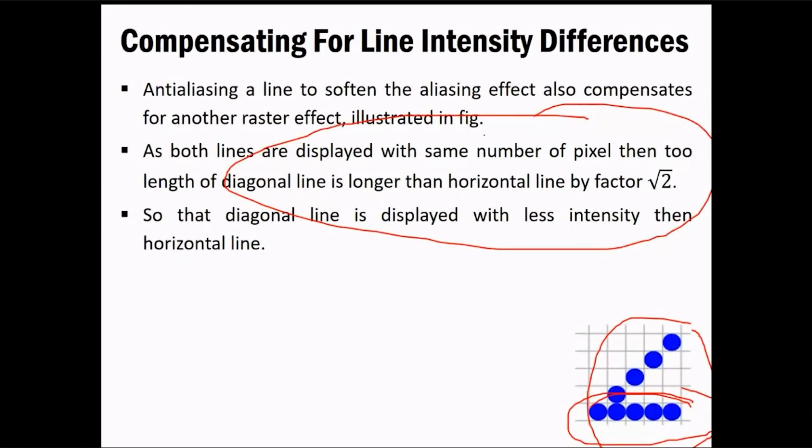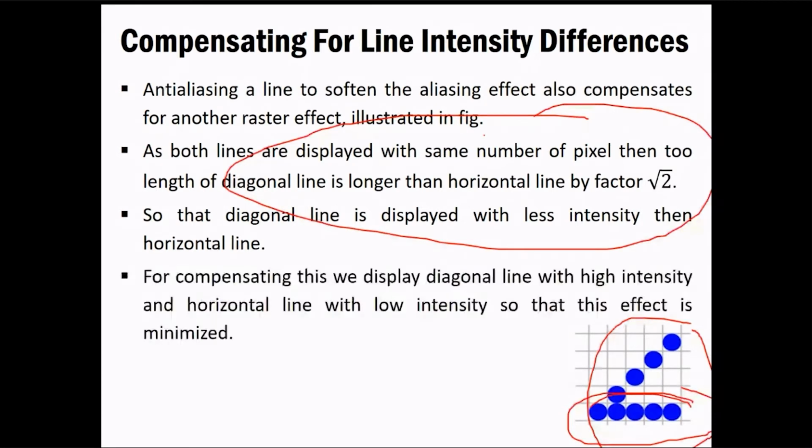So now we don't want this to occur. Okay, we don't want such a scenario, where our diagonal line gets lower intensity than the horizontal line. Okay, so to compensate this, we display the diagonal line with higher intensity and the horizontal line with lower intensity, so that this effect is minimized. See, overall you need to visualize this. Whenever this appears on the computer monitor, you don't want this kind of thing.